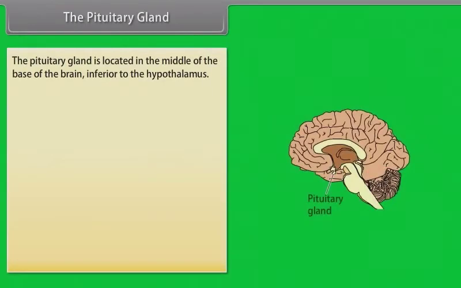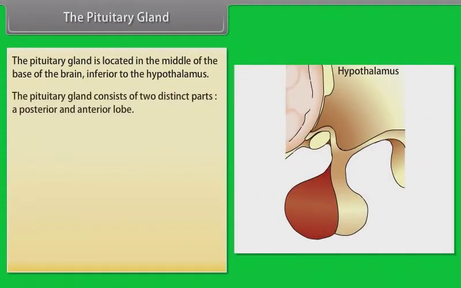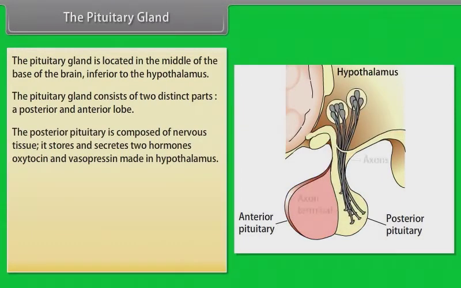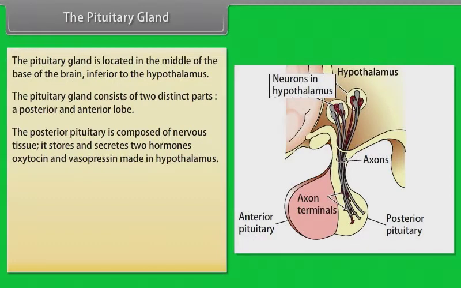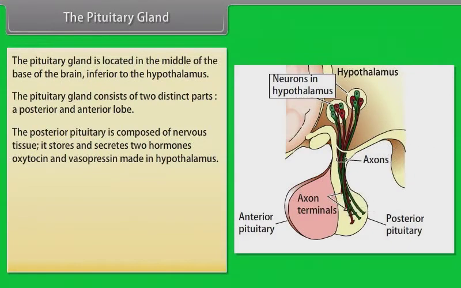The pituitary gland. The pituitary gland is located in the middle of the base of the brain, inferior to the hypothalamus. The pituitary gland consists of two distinct parts, a posterior and an anterior lobe. The posterior pituitary is composed of nervous tissue. It stores and secretes two hormones, oxytocin and vasopressin, made in the hypothalamus.